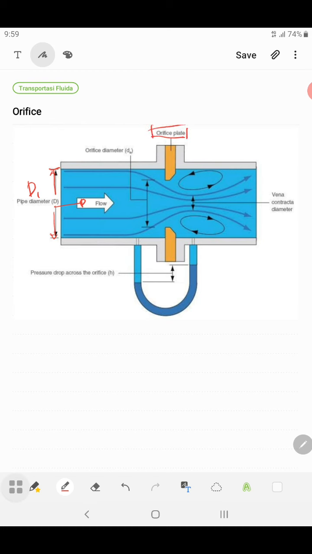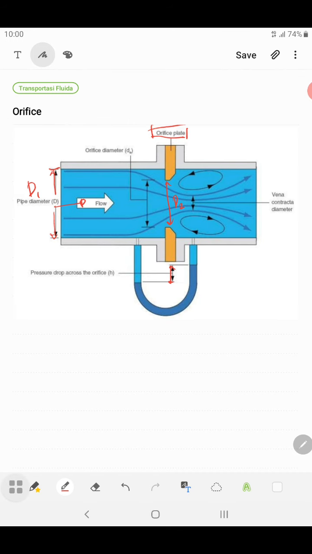So it is different from the venturimeter. In the venturimeter, the pipe itself decreases in diameter, but in the orifice they insert an orifice plate so that the diameter decreases only at a certain point. Sometimes we call this D2, the diameter of the orifice plate. And here across the orifice plate there is also a manometer installed, and you can see there is a height difference.